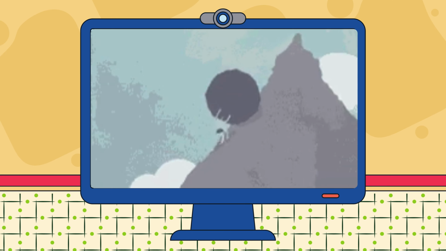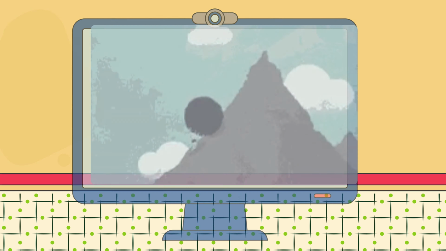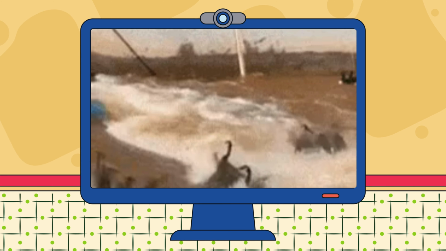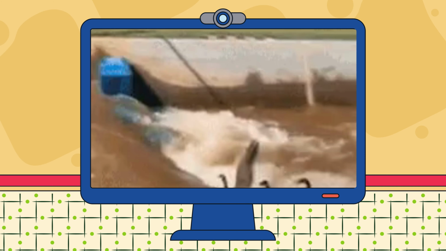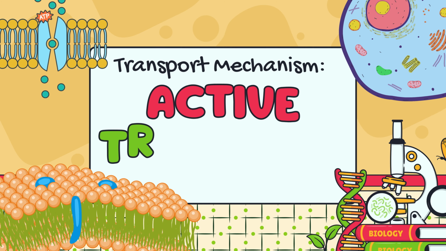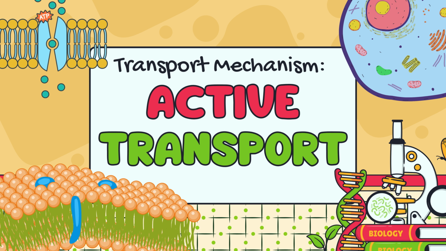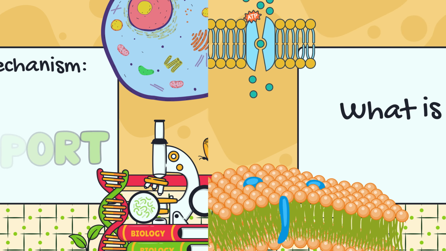Have you ever wondered how our cells move substances against the flow, like pushing a boulder uphill, or swimming upstream instead of going with the flow of the current? Well, in this micro lecture, we will explore this amazing transport mechanism in our cells called active transport. We will explore how this transport system works and why it is important.